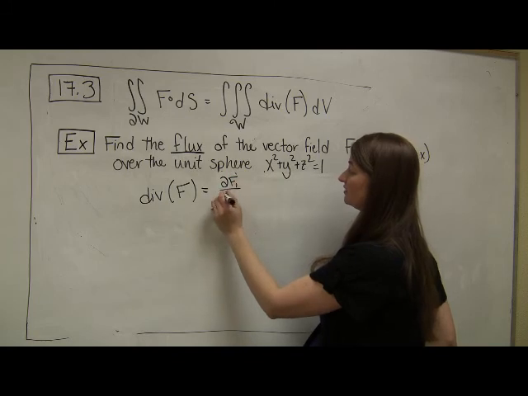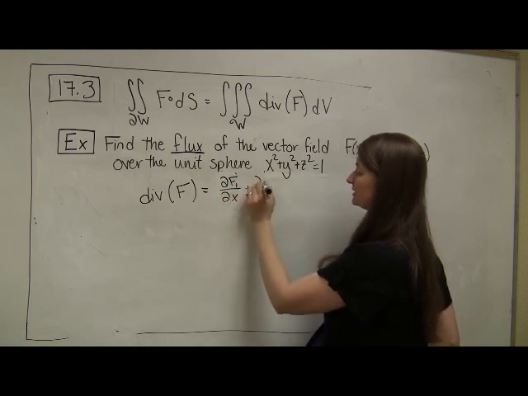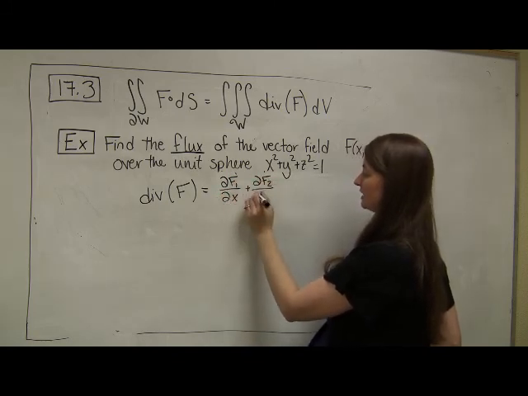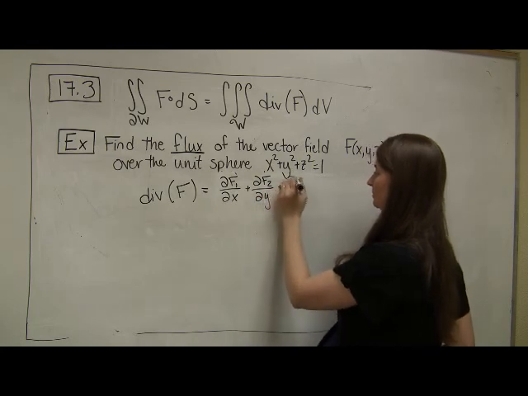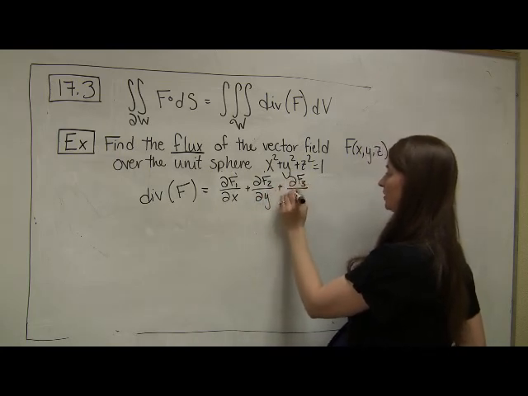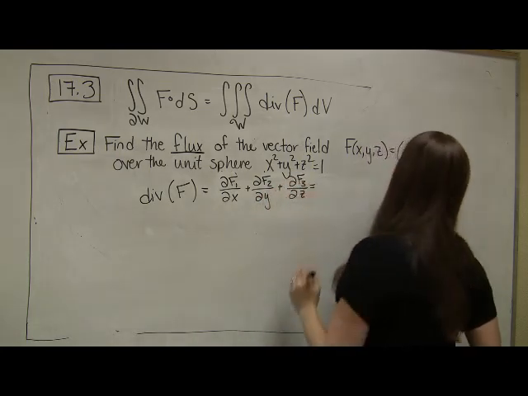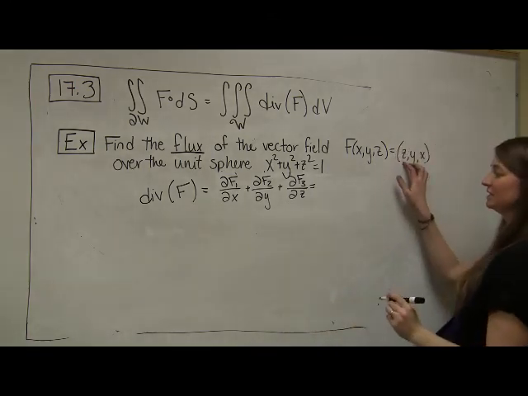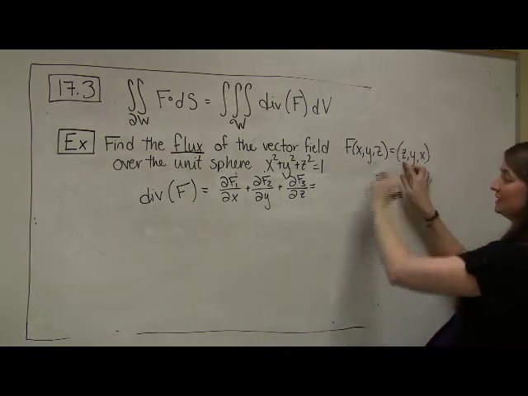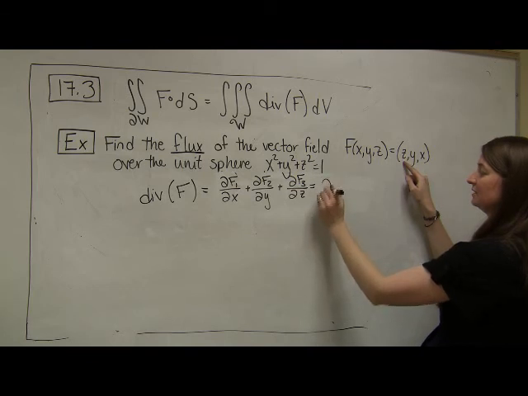It's the partial derivative of the first component with respect to x, plus the partial derivative of the second component with respect to y, plus the partial derivative of the third component with respect to z. And let's look at what our f function is in this case. The first component is z, so the partial with respect to x is 0.